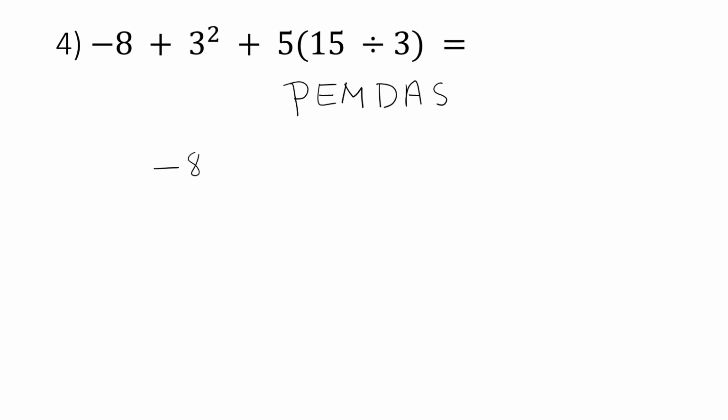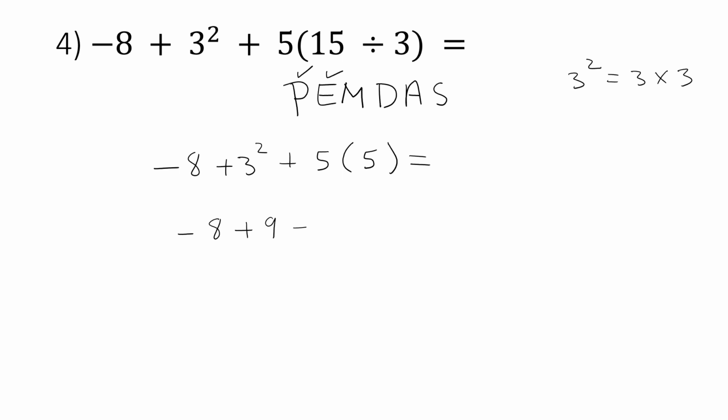So let me put back everybody else as they are. So that's minus 8 plus 3 squared plus 5 times 5. Yes, 15 divided by 3 is 5. So parentheses check. Let's look at exponents now. We have 3 squared here, so that's an exponent. And remember, just like what we did just now, 3 squared is equal to 3 times 3. So that will be minus 8 plus 9 plus 5 into 5.